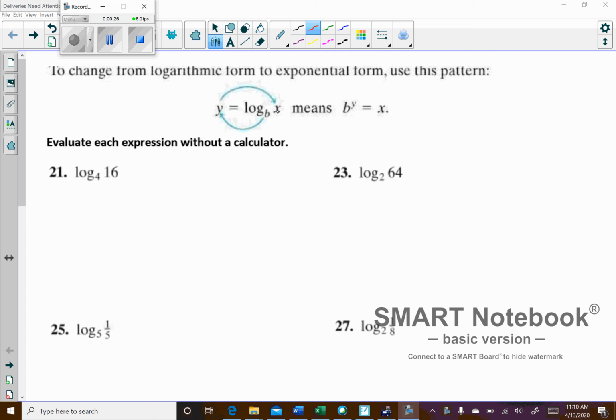So if you have log base b of x equals y, you convert that into b to the power of y is equal to this value right here, right? So basically, if you look at this first one, what you're trying to do is figure out 4 to what power gives you 16. That's what's being asked right here. See, b to what power will equal the value right here of the logarithm, okay?